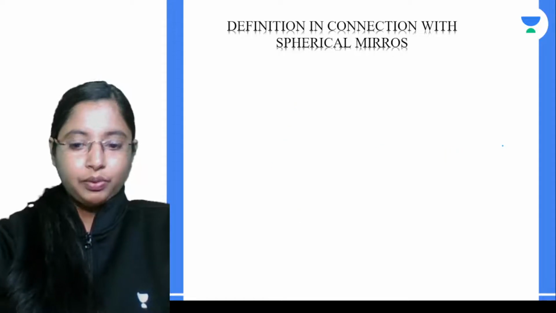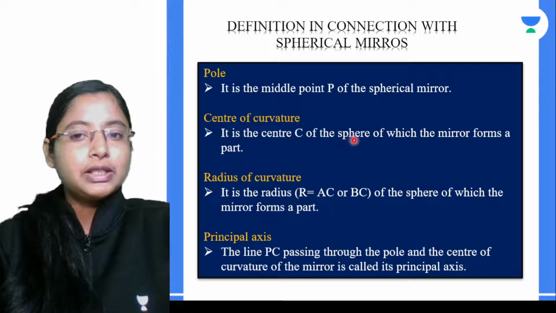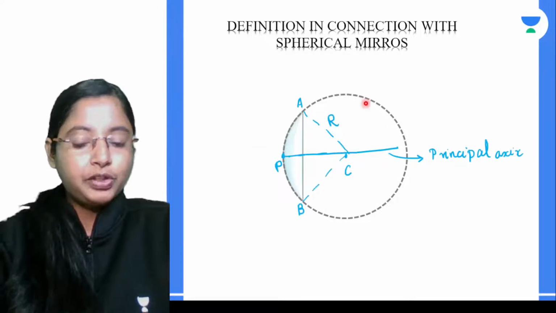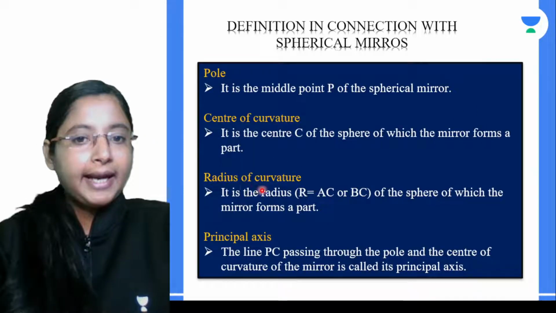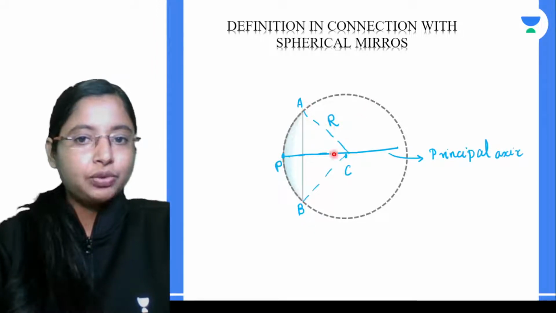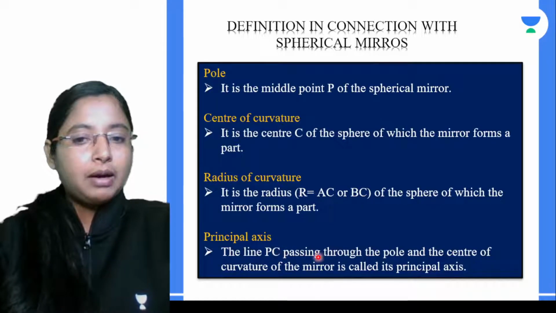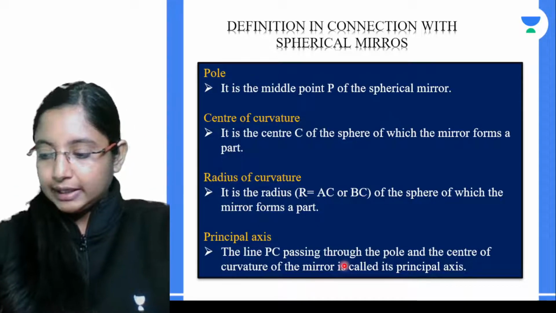So here what we have is very simple. The pole is the middle part of a spherical mirror. The center of curvature is the center of the sphere of which the mirror forms a part. The radius of curvature is the distance from B to C, or from C to A, from the center of curvature to the mirror surface, anywhere on the outer surface of the spherical mirror. The line passing through the pole and the center of curvature of the mirror we call the principal axis. So these are the basic definitions we need to know.